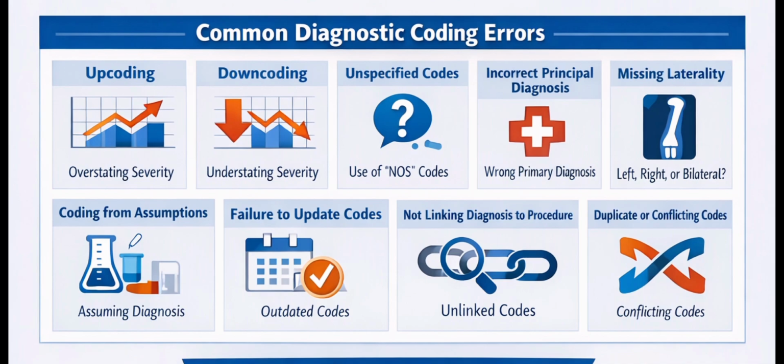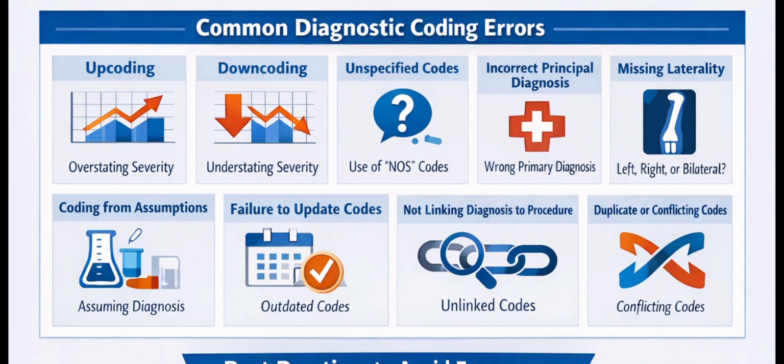Next we will talk about downcoding. It is simply defined as assigning a less severe code than documented. The impact: revenue losses and inaccurate patient severity reporting. How to avoid it? Review documentation thoroughly, and understand severity level and specificity requirements.